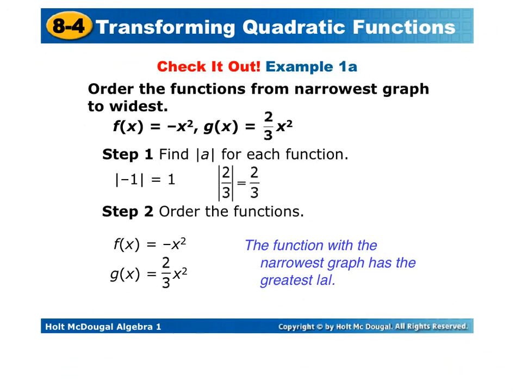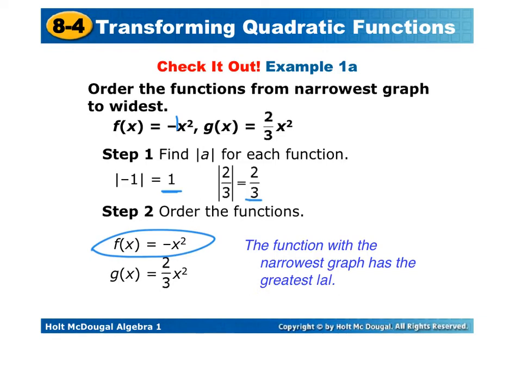Again, here's another one. Again, remember there's an assumed 1 here in front of this one, but you're absolute valuing it, so then it becomes positive 1. So then we're comparing the numbers 1 and then the fraction 2/3. And if we order them from greatest to least, then we can see that the narrowest one will be the f of x, and then the g of x would be next.